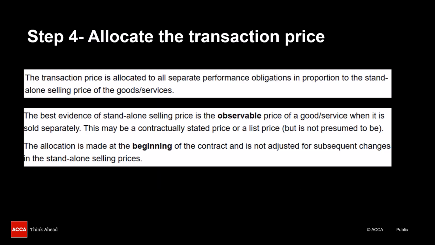Step 4 would be allocating the transaction price. When a contract has more than one performance obligation, the transaction price needs to be allocated correctly to each performance obligation. But how does one do that? Reference needs to be made to those performance obligations had they been discharged separately, and the transaction price would be allocated based on this proportion.